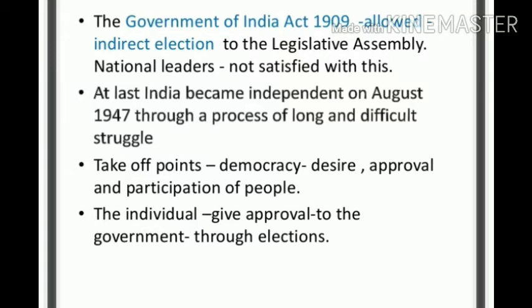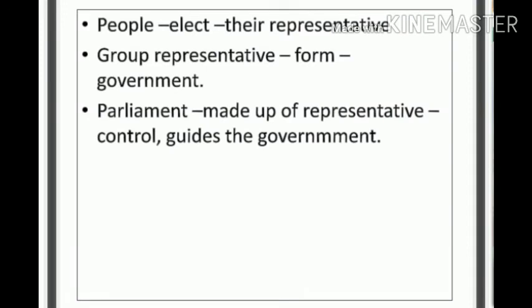Democracy's desire, approval and participation of the people were very important in these struggles. And the individual gave approval to the government through the elections. So all the persons in free India could participate in decision making with the advent of independence. We were going to be citizens of a free country. This did not mean that the government was able to do what it felt like. It means that the government had to be sensitive to people's demands.